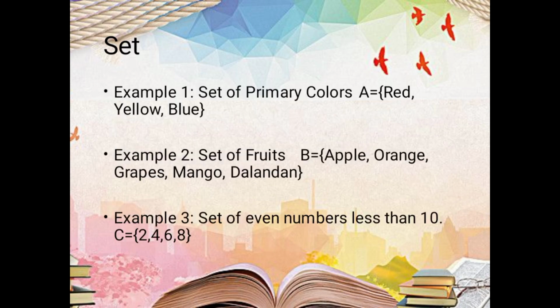Example number 1. Set of primary colors. So A is equal to red, yellow, and blue. Example number 2. Set of fruits. B is equal to apple, orange, grapes, mango, and dalandan. And the last, example number 3. Set of even numbers less than 10. So C is equal to 2, 4, 6, and 8.